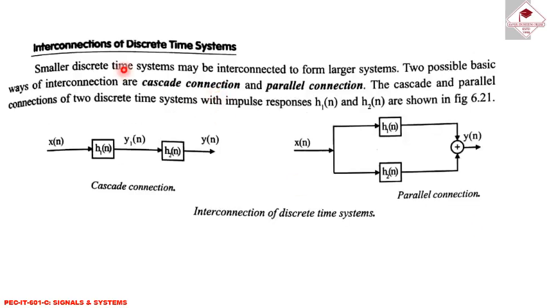Next is the interconnection of discrete domain systems. This is again divided into two categories: the first is the cascade connection, and the second is the parallel connection. Previously, in the continuous domain, we saw the same thing. The only difference is that there everything was in terms of t, but here, as it is a discrete time system, everything is denoted in terms of n.